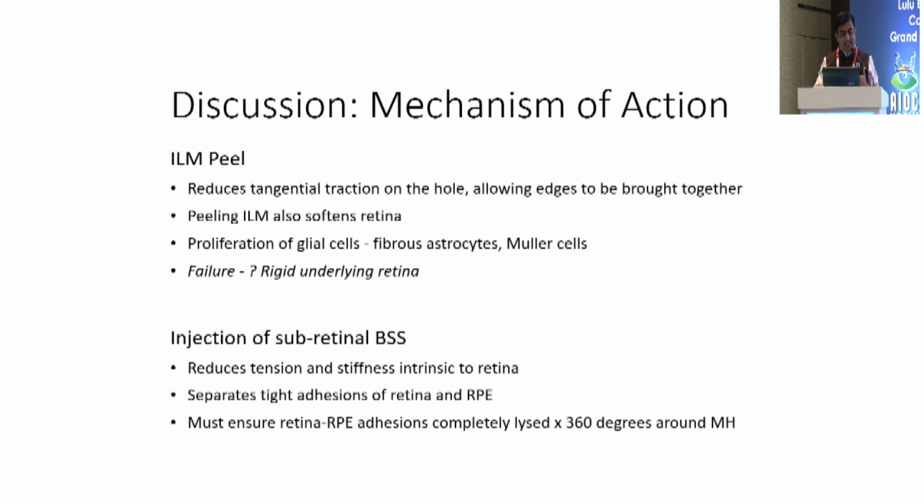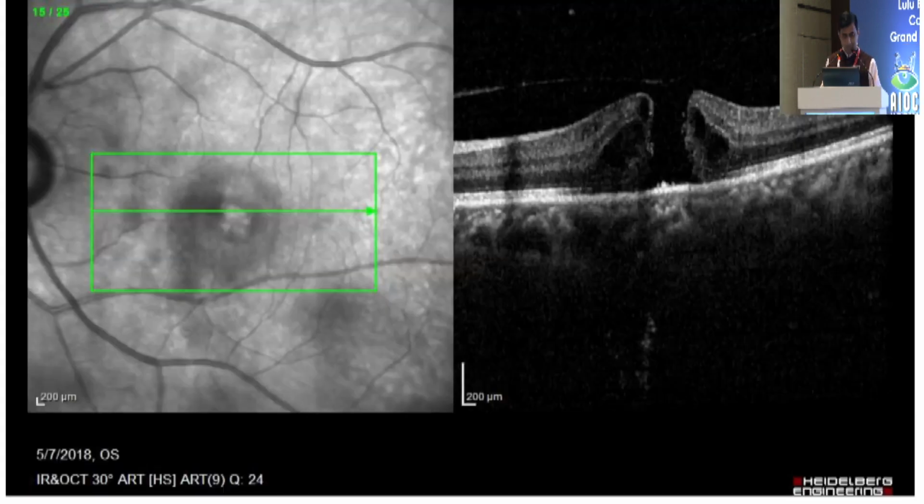So as I said, it reduces the tension and the stiffness intrinsic to the retina, separates the tight adhesions of the retina and the RPE, and 360-degree around the macular hole must ensure that the retina-RPE adhesions get completely lysed. So that's very, very important here.